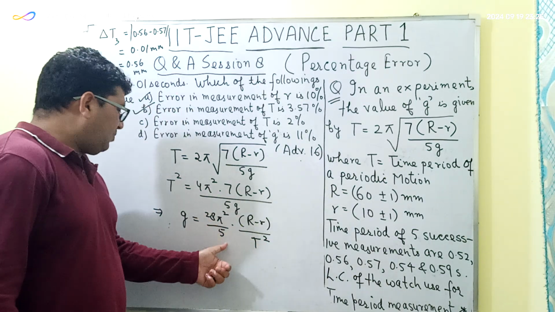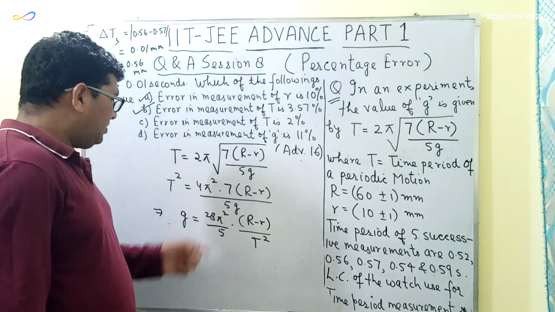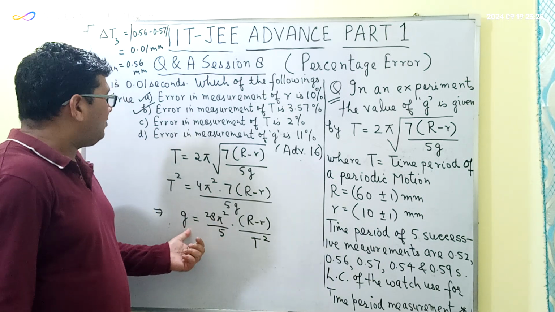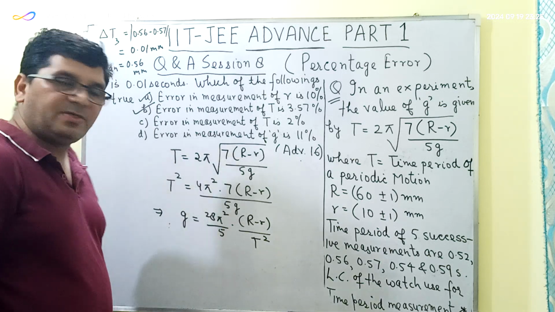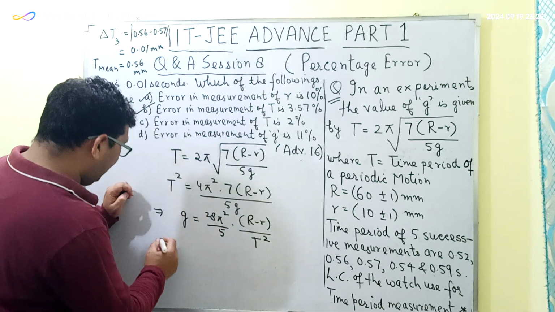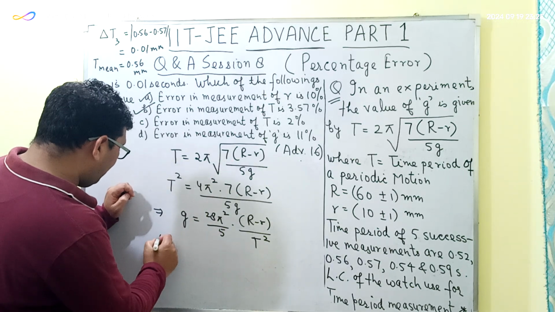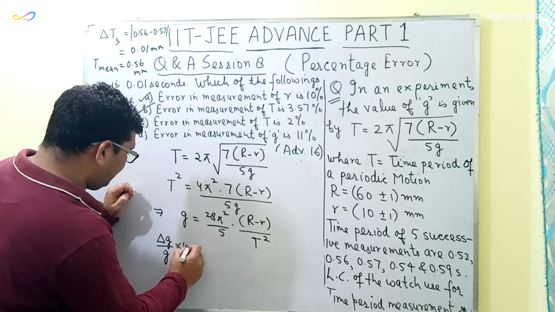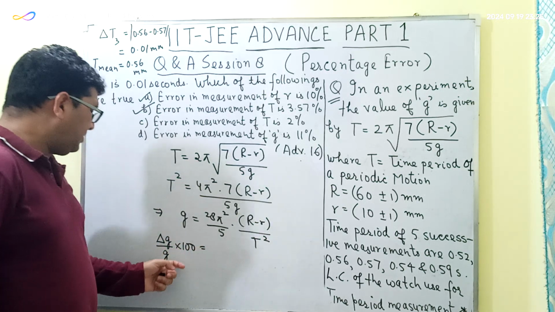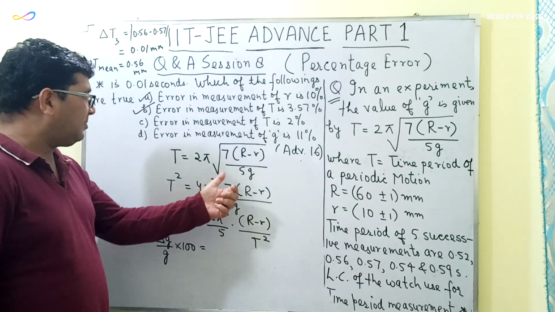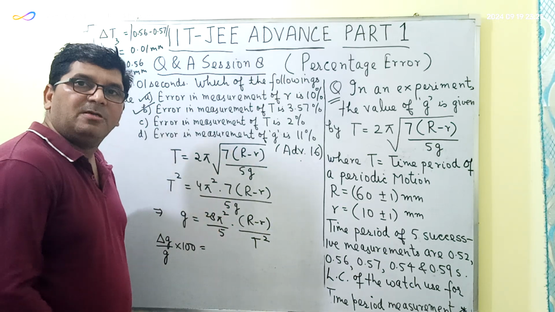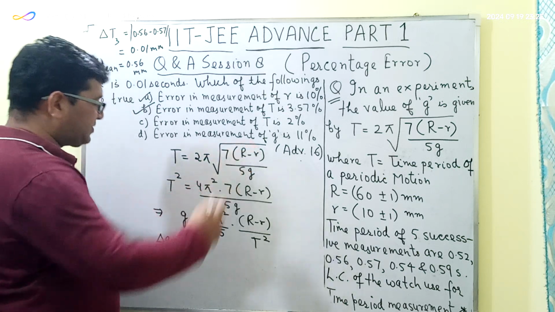Now 28π²/5 is a constant, so it will not be considered while calculating the percentage error in the measurement of the acceleration due to gravity. So Δg/g × 100. Now Δg/g is basically the percentage error in the measurement of g. This constant will not be considered in the measurement of the percentage error.